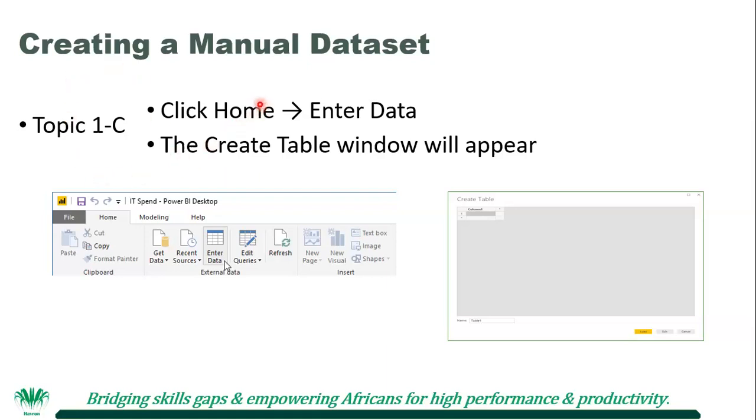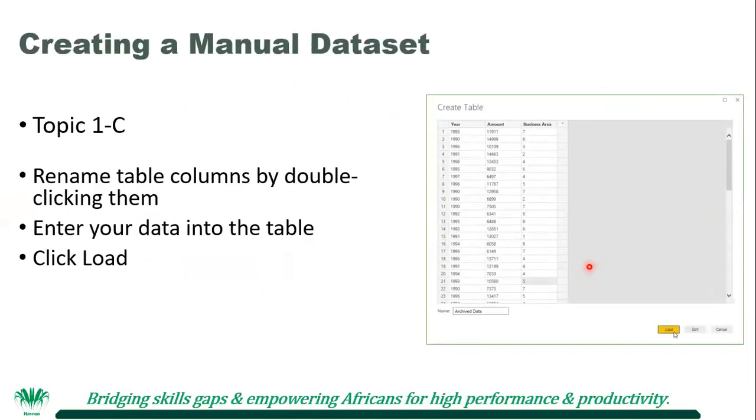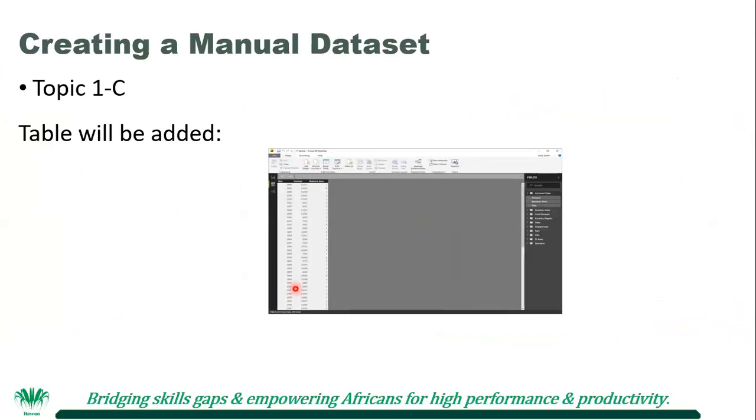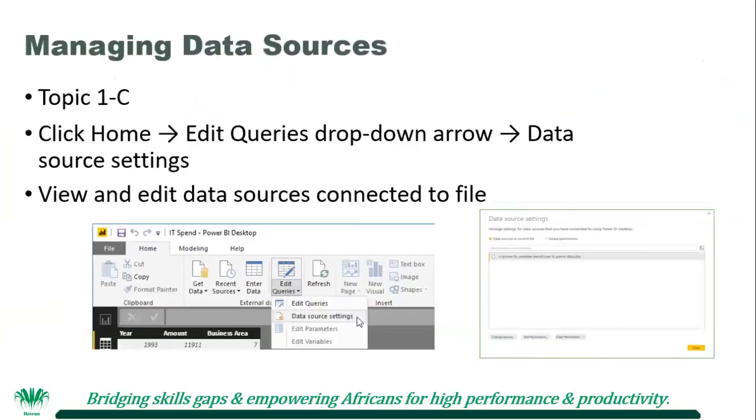Now you can also create a data set manually. You do that by clicking Home, then you click Enter Data. A window will come up for you to create your table. Once it opens, you can rename the columns: double click the header, name them, and then enter your data and click Load. It's just the same way you enter your data in Excel, because this is basically Excel, but in a different environment. So these are the processes that will lead to that table being added.